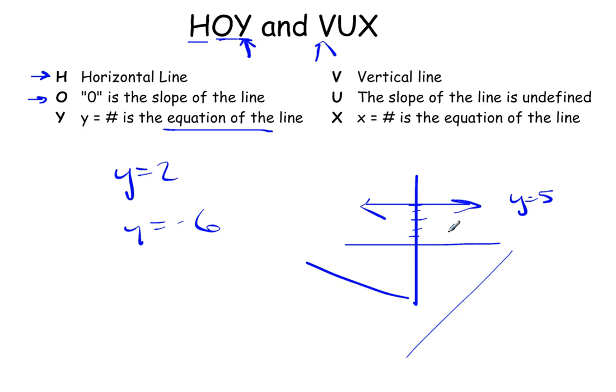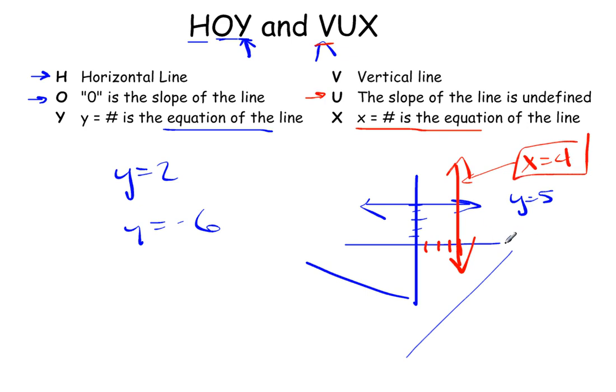So for Vux, if I use red here, vertical line, the slope of that vertical line is undefined. If you try to do rise over run, you get a 0 on the bottom of the fraction. And then x equals a number is the equation of that line. So if I said, what's the equation of this line? 1, 2, 3, 4, I'd say x equals 4.